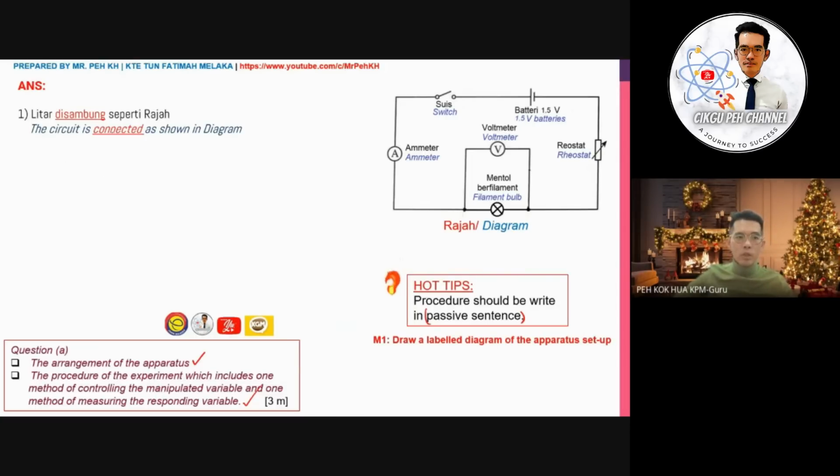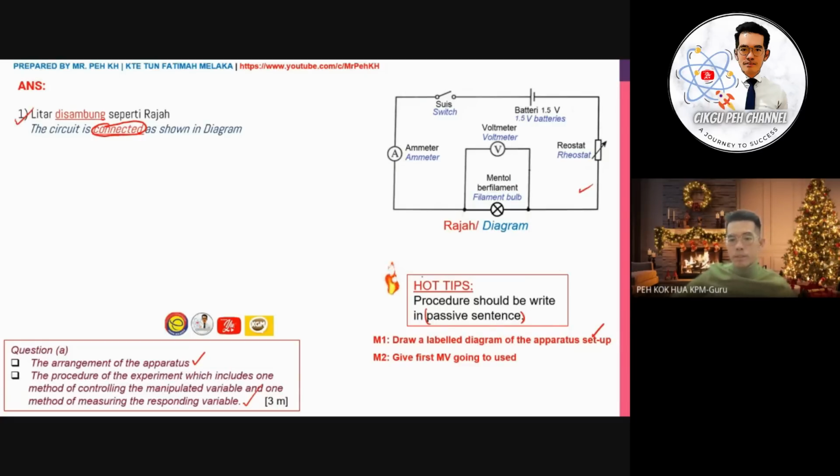So the circuit is connected as shown in the diagram. So you have to draw a diagram and then give this first sentence, and you will get the first mark. You can see here, the red words which I underlined are the words that represent the passive sentence. So the first mark is to draw a labelled diagram of the apparatus setup. So it will be this one.